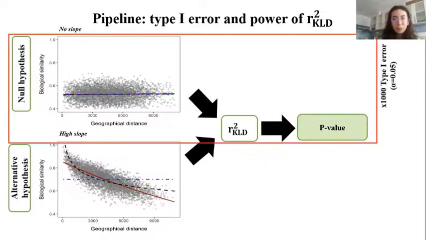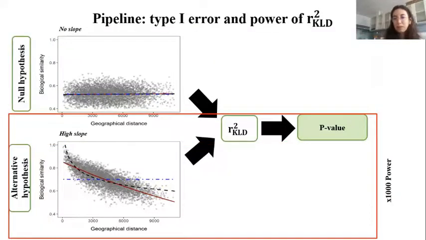To estimate type 1 error, what we did was to repeat this procedure under the null hypothesis 1,000 times, and we expected to obtain something near to a 0.05 value. For estimating the power of the test, we did exactly the same, but with the alternative hypothesis.